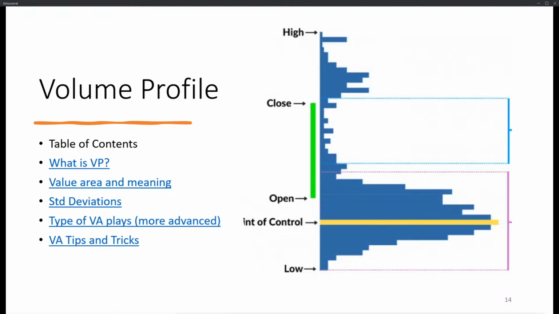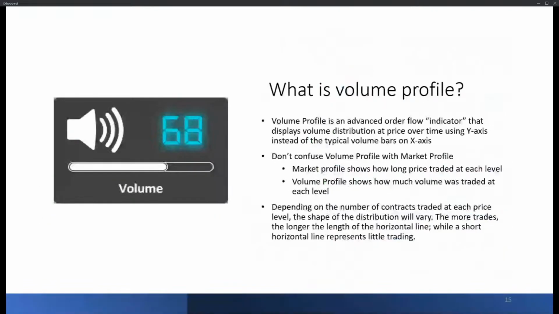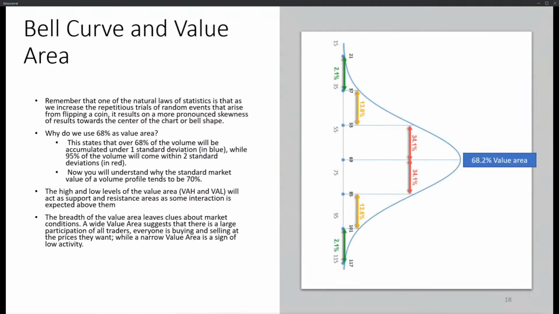That's where 68% of the volume happens. Value area is your standard deviations. So if you think about this, the original or main value area is the 68.2, so it's basically between this line and this line. That's your value area. Your POC is the mean.